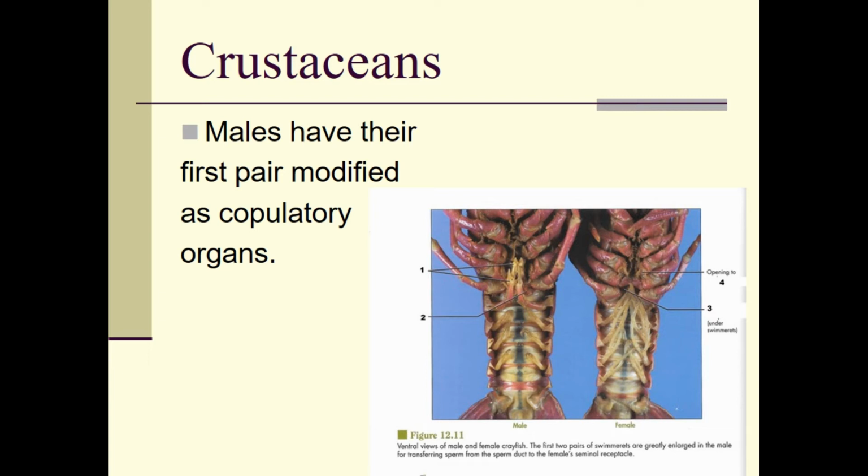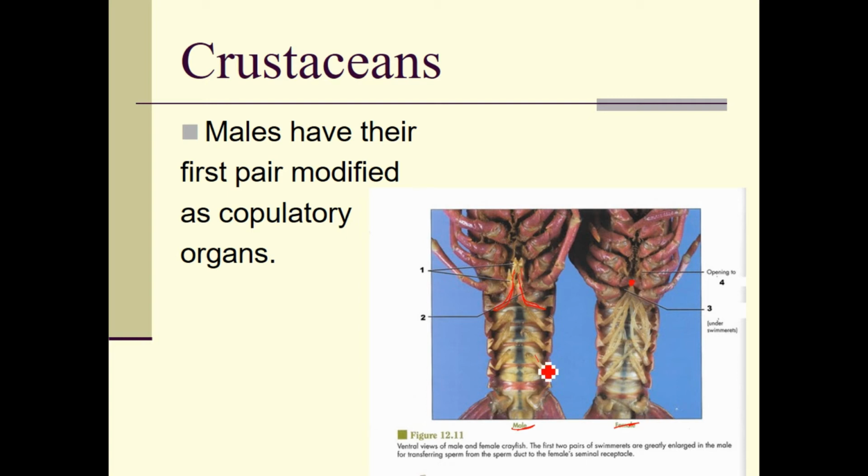The females, you can see, this is the female on this side, and here's the male. The male's first two pair of swimmerets are used in mating. He will use these much larger swimmerets right here to fertilize the female, and her reproductive opening right there, called the oviduct, is where the male will deposit his sperm into the female.